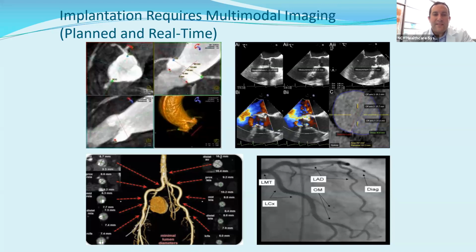So we do 3D CAT scans, we measure every aspect of the valve, we do echoes, we do vascular studies, and we do a cardiac cath. You're seeing the images of all of those here. And we're going to take that data and put all of those pieces together to determine how to put the valve in, what route to take, and where to put it.